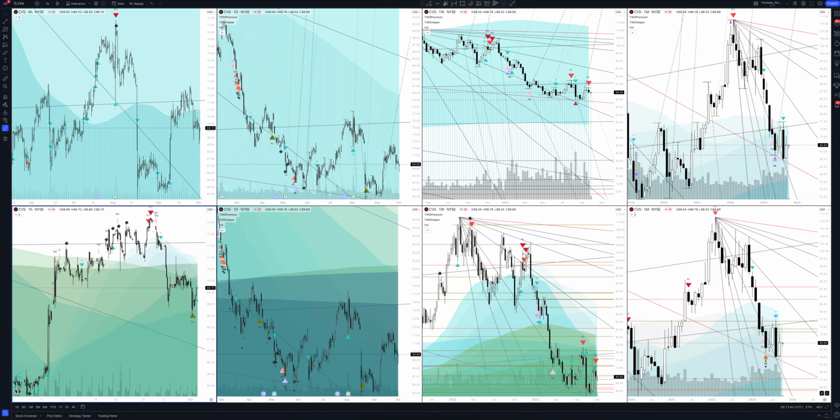Today we will take a look at CVS Health Corporation stock. Let's analyze the market situation and find out how you can make money on it. Let's start.